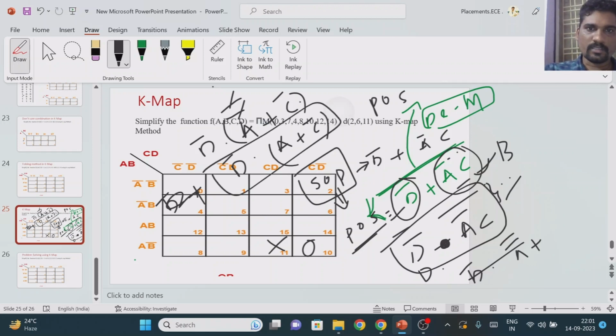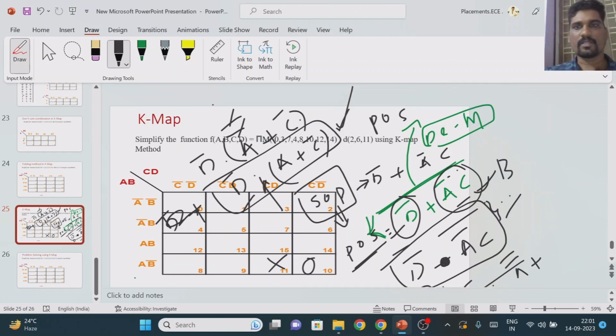Now see that this is the sum term, and this is another value, and we make the product. So this is the final answer in terms of the POS function. If you feel that this is too complex, I have a shortcut for you guys. I'll tell you what the shortcut is.